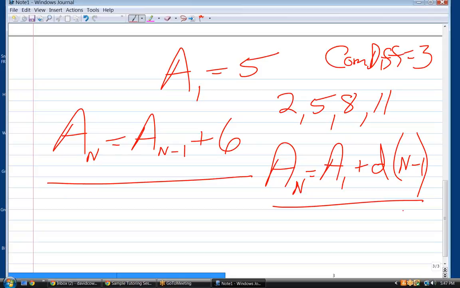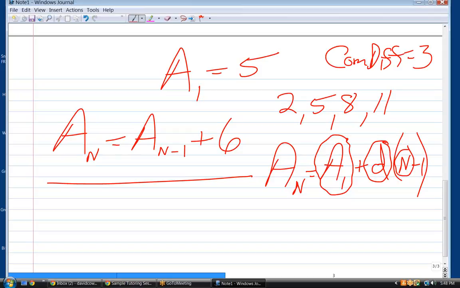The definition of recursive is that it is defined in terms of the previous term. In other words, the explicit definition is defined using the first term, the common difference, and the number of your term. This over here is defined completely as the previous term plus some number. Okay, so this is just like T of n.